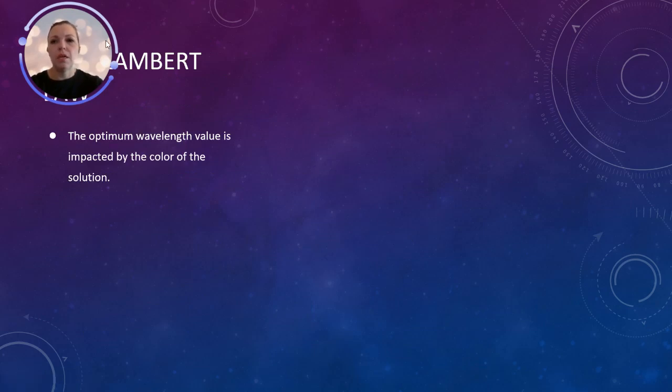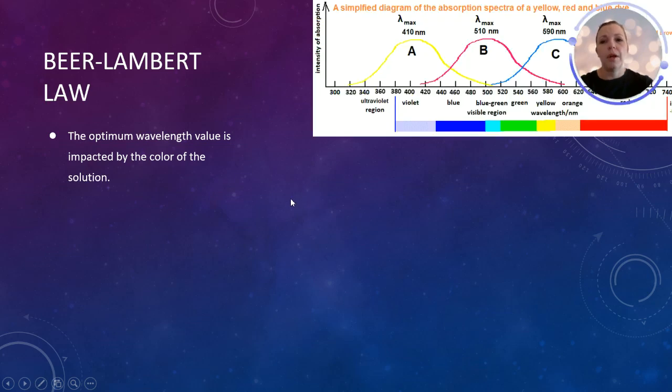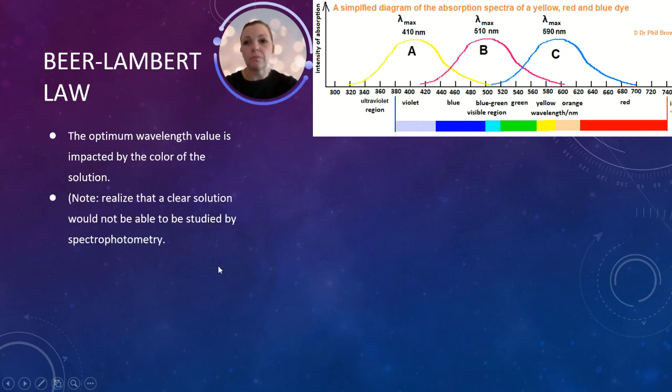Okay, so then the Beer-Lambert law says the optimum wavelength value is impacted by the color of the solution. Just to give you an example here, here's three different dyes. So this would be yellow, red, and blue dye. You can see that yellow has a maximum absorbance here, which is in the violet range. Red has a maximum absorbance here in the blue range, and blue has a maximum absorbance over here, kind of in the orangish range. So we would set the spectrophotometer to those particular wavelengths of light.